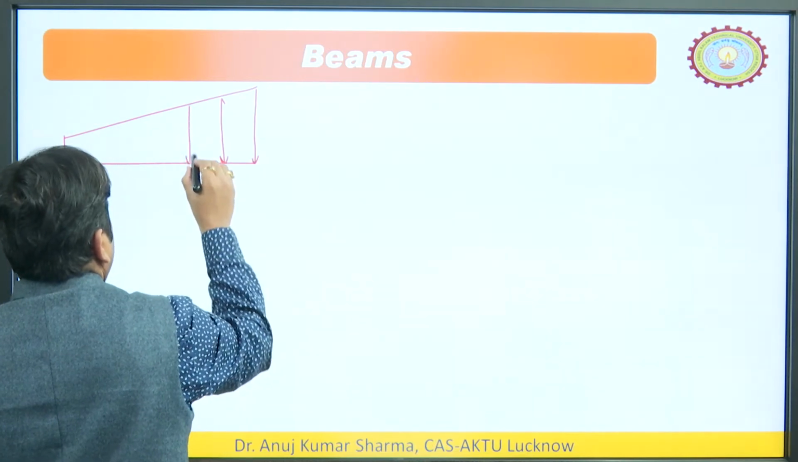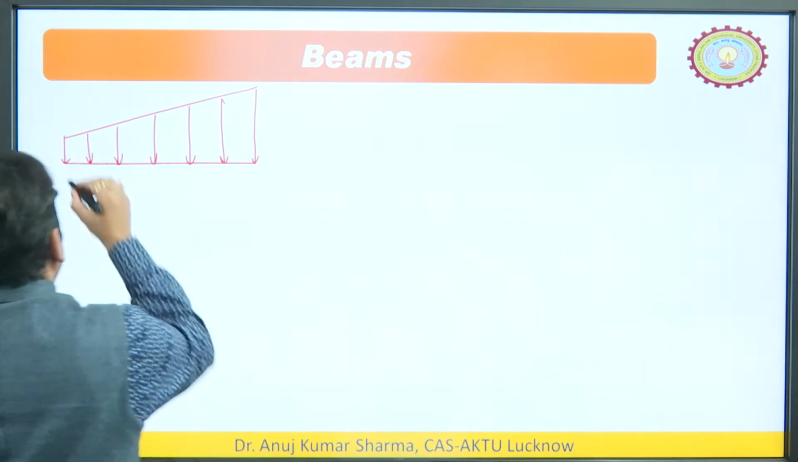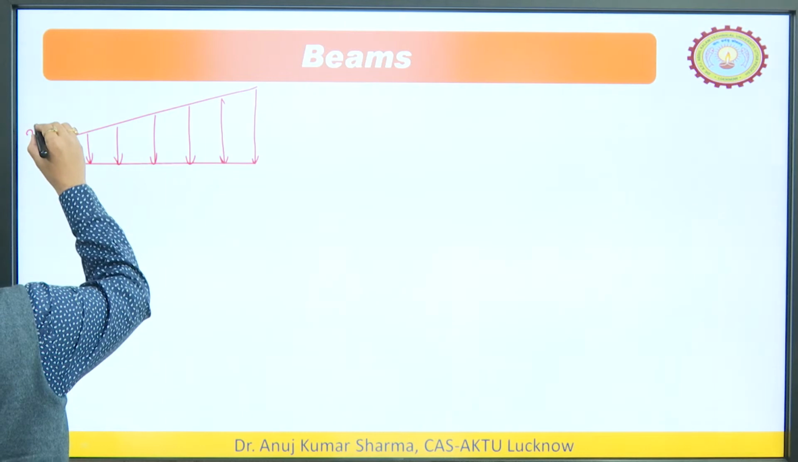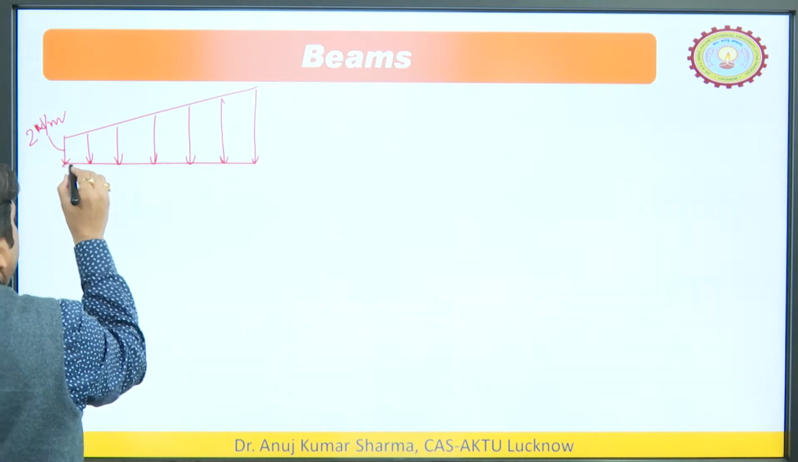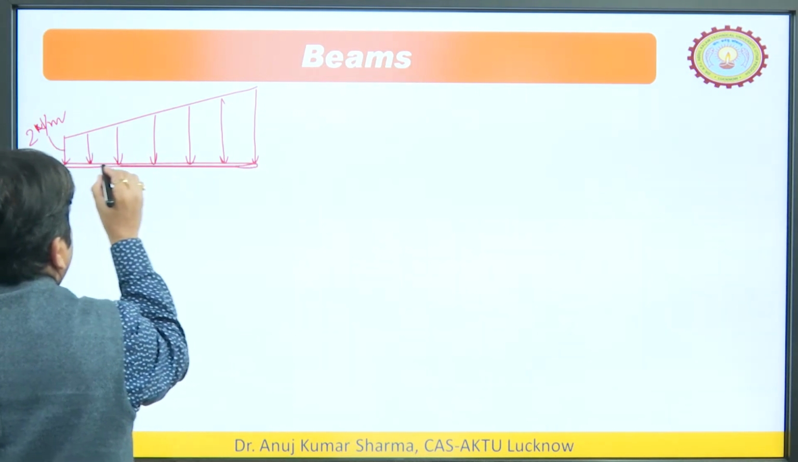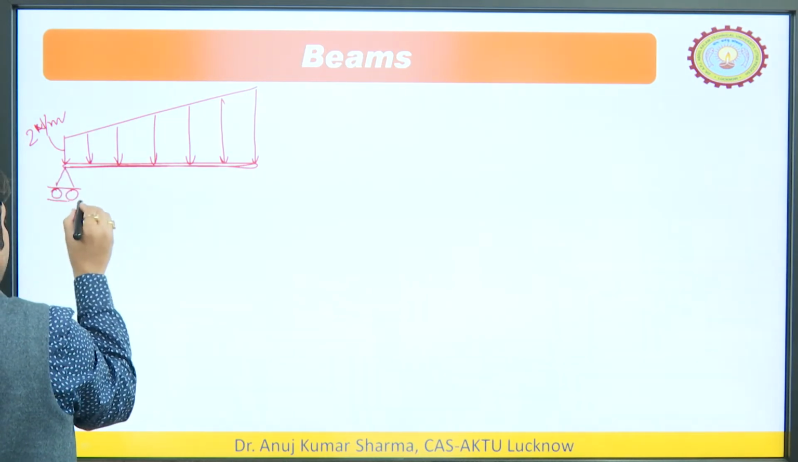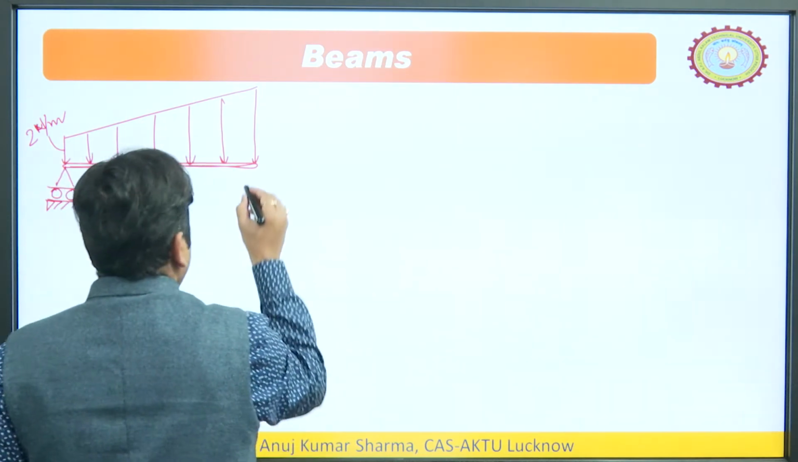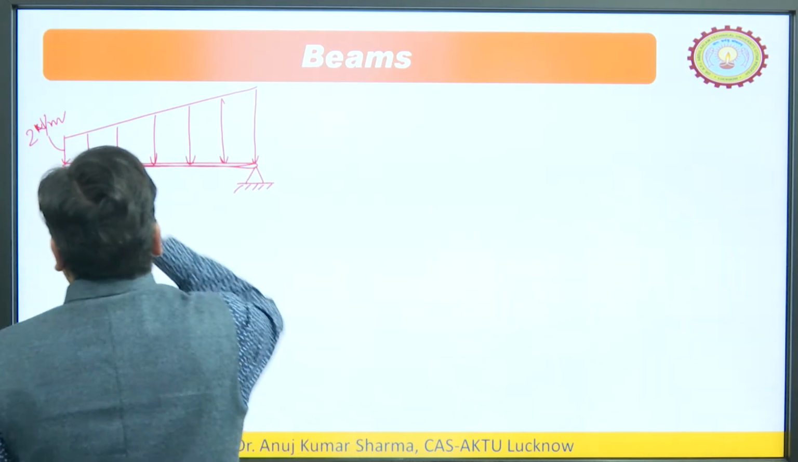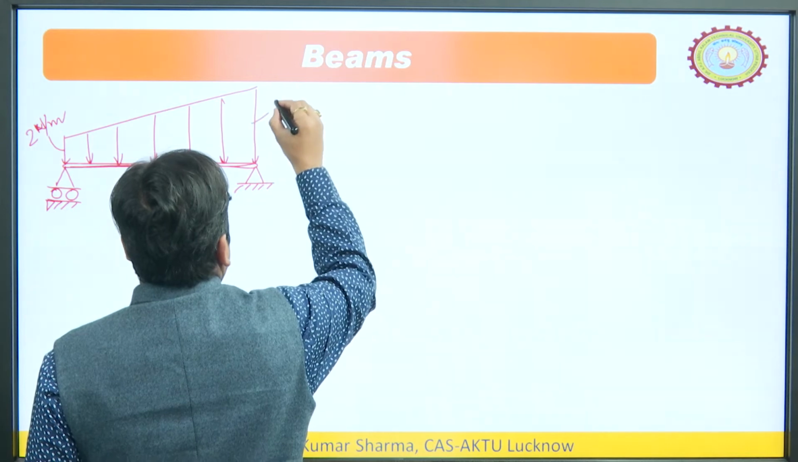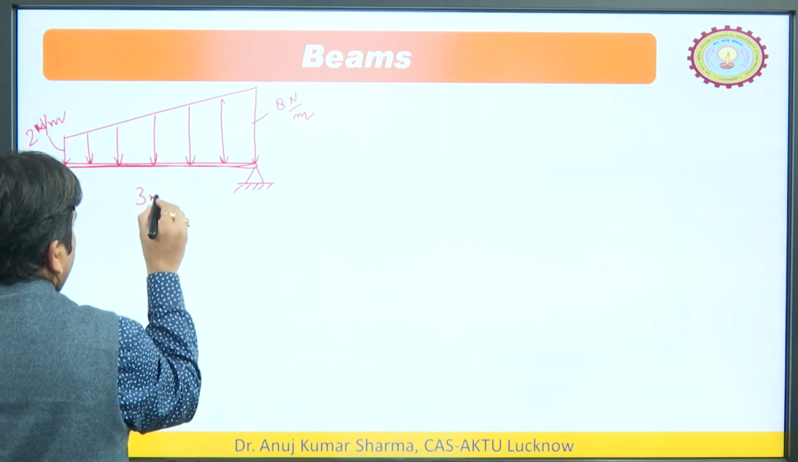So, this is the problem actually. Let us say at this point it is 2 Newton per meter. This is the varying intensity, na? This is the varying distributed load. Let us say at this point it is the roller support, and another point it is the hinge support. Here the intensity is 2 Newton per meter, here the intensity is 8 Newton per meter, and the total length of this beam is 3 meter.